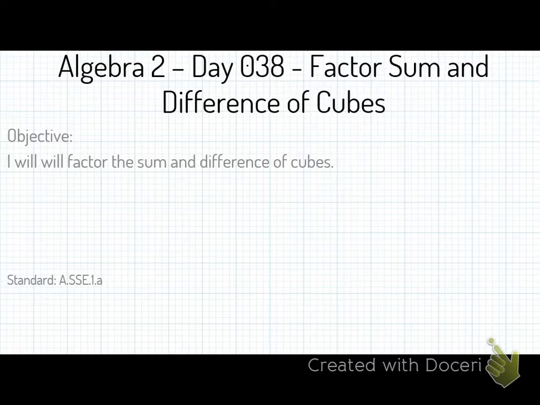Alright, so this is day 38. We're going to continue factoring. This is the last type of factoring that you are required to know about for now, okay? It's when we factor sum and difference of cubes.